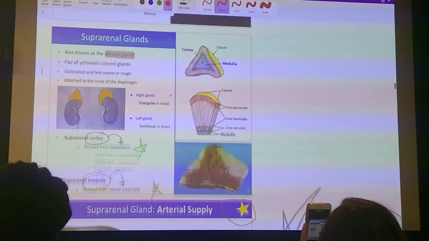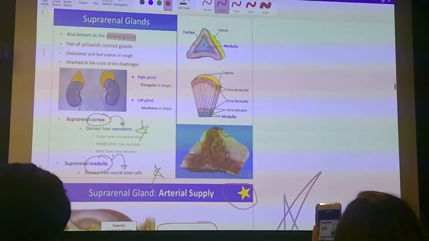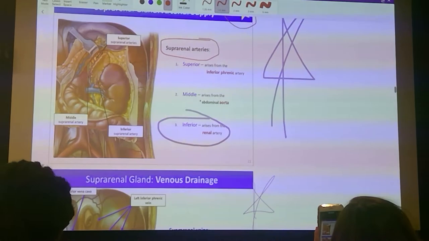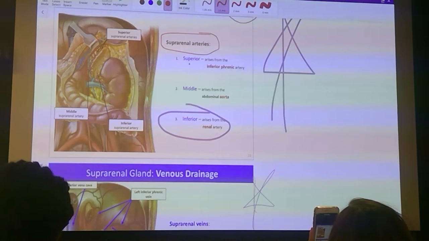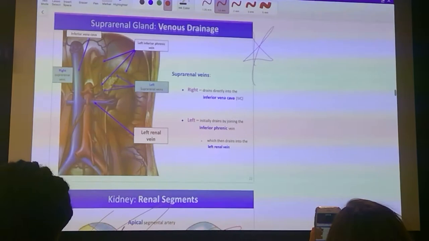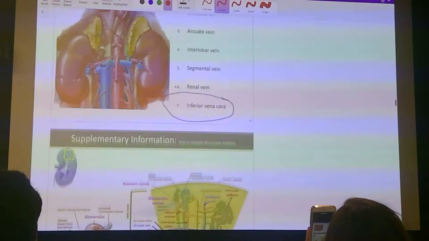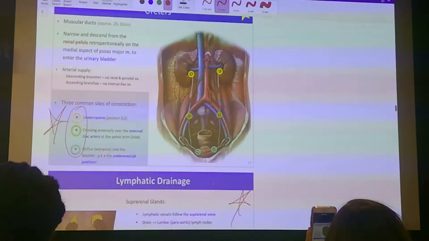Suprarenal glands: the cortex comes from mesoderm, the medulla comes from neural crest. And then just know the branches of the arteries that supply parts of the kidney. Same thing with the veins, just know what they drain into. Just know that the kidneys drain into the IVC.